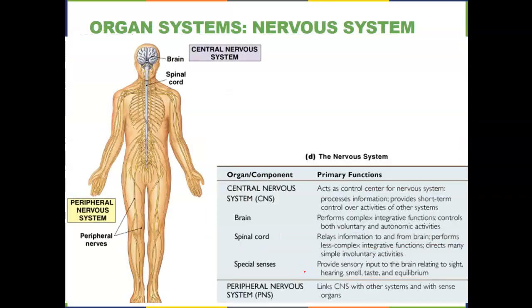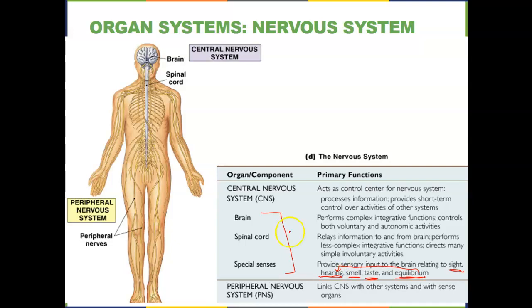The nervous system is broken into two general areas: the central nervous system, which is the brain, the spinal cord, and the special senses. Special senses are things that have an organ devoted to them. And that includes sight, or your eyes, hearing, your internal auditory system, and part of the external, smell, taste, and equilibrium. Equilibrium is associated with hearing because they're real close to each other in the skull. We'll get to that later.